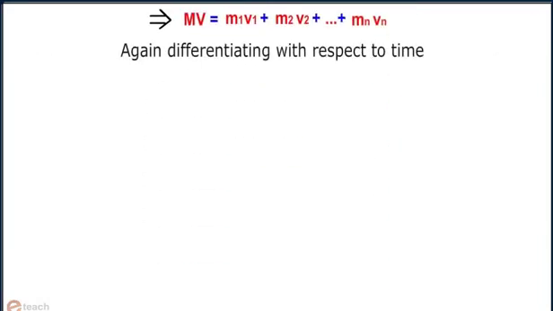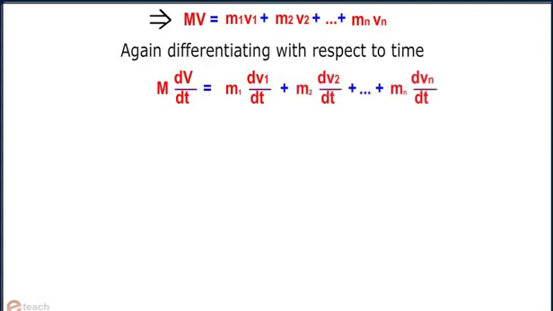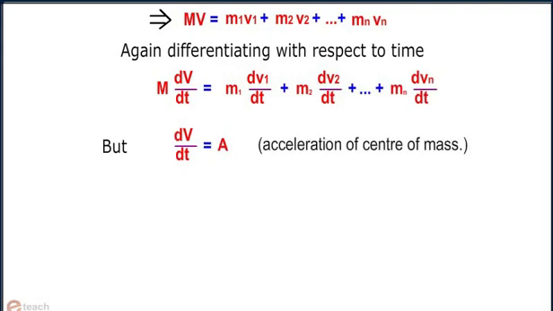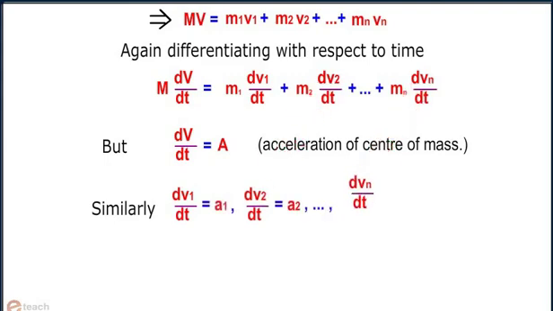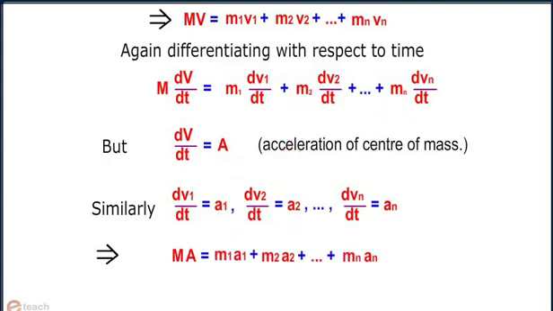Again differentiating with respect to time, we get M dv by dt equals M1 dv1 by dt plus M2 dv2 by dt and so on up till Mn dvn by dt. But dv by dt equals a, which is the acceleration of center of mass. Similarly, dv1 by dt equals a1, dv2 by dt equals a2 and so on up till dvn by dt equals an. Hence, Ma equals M1a1 plus M2a2 and so on up till Mnan.